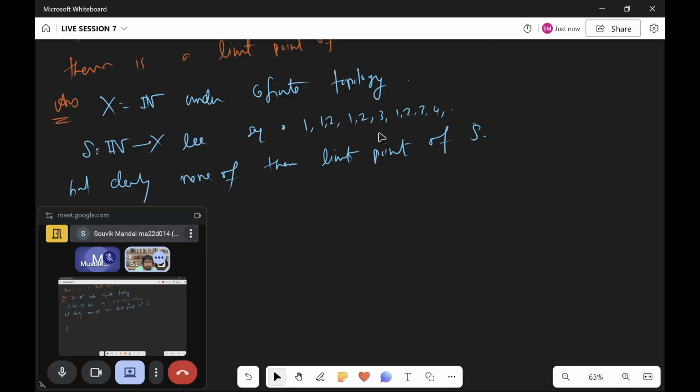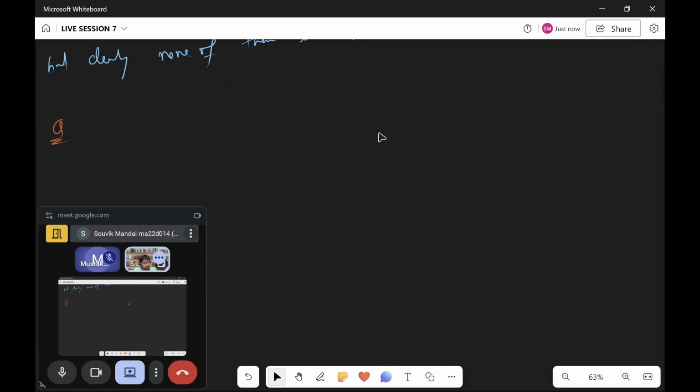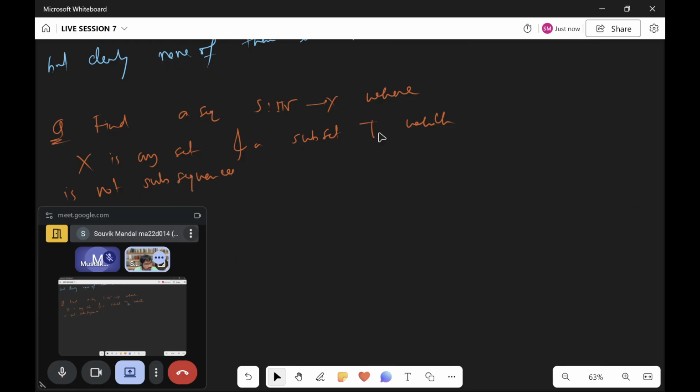So the next question is the following. Find a sequence S from N to X, where X is any set, and a subnet T which is not a subsequence of S.